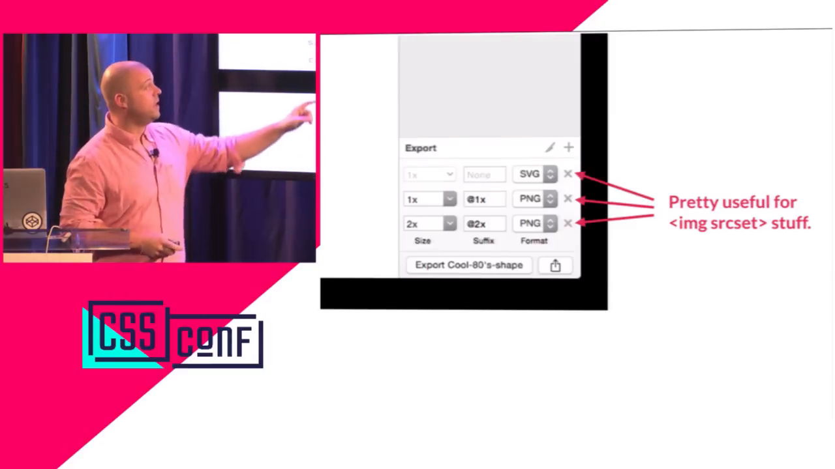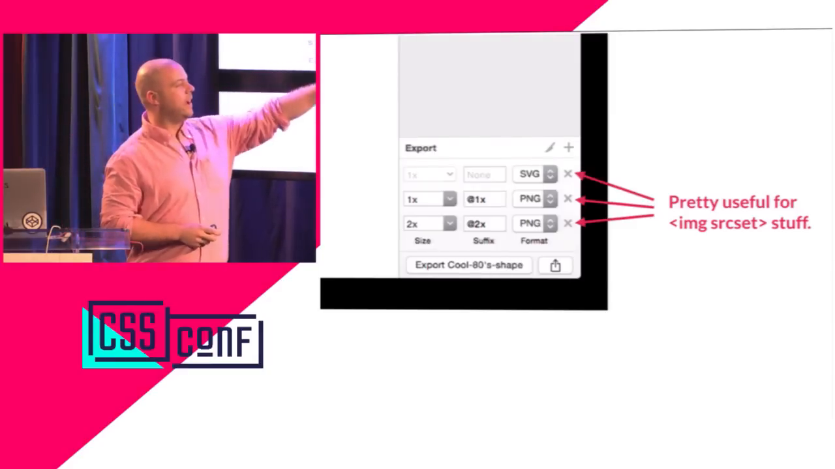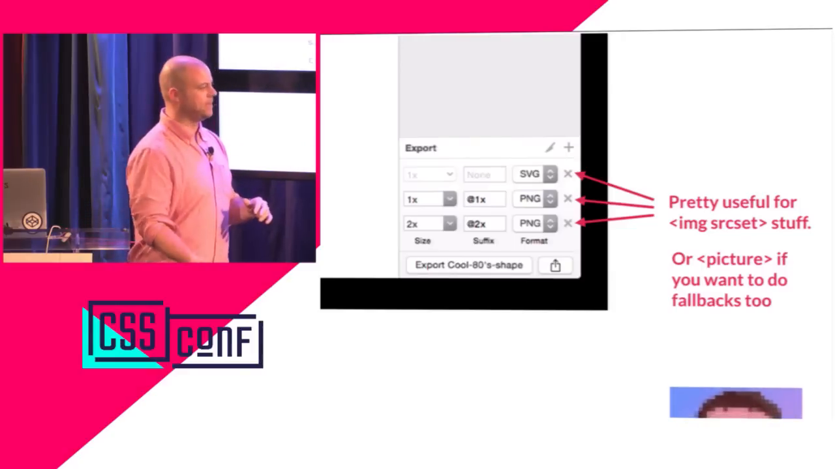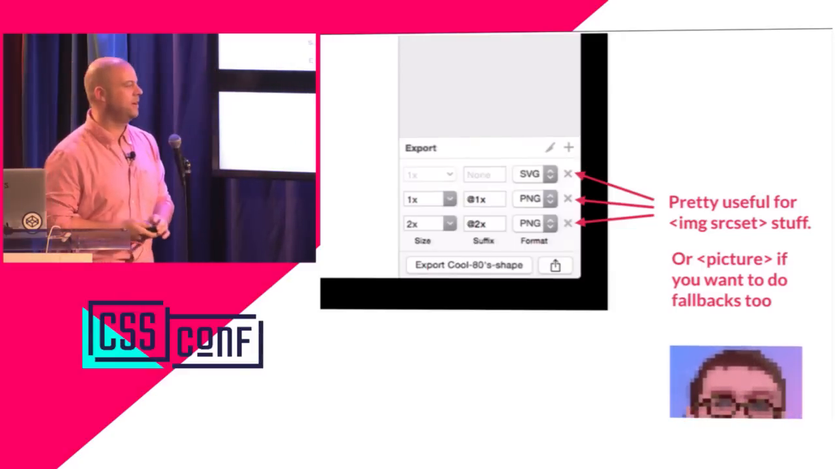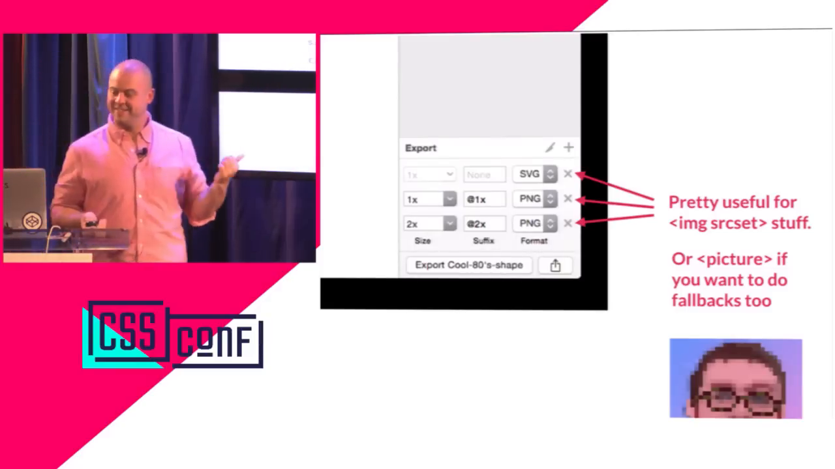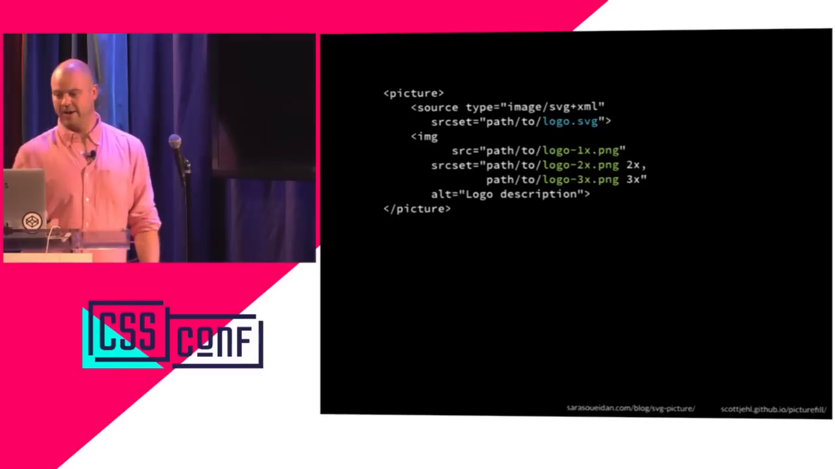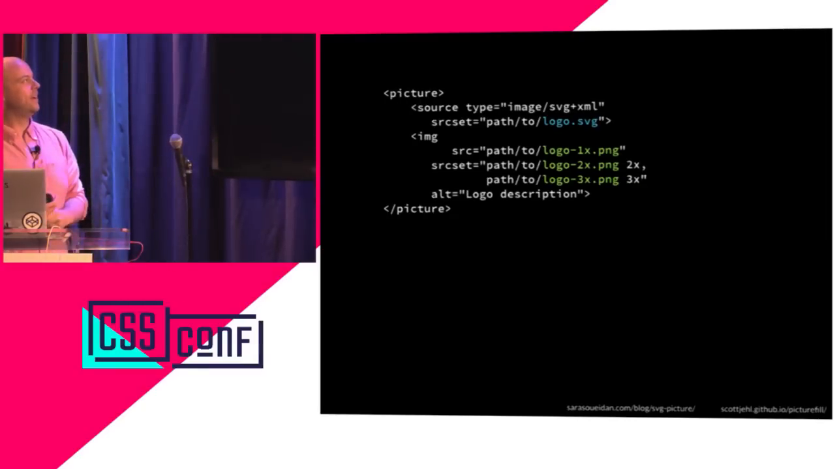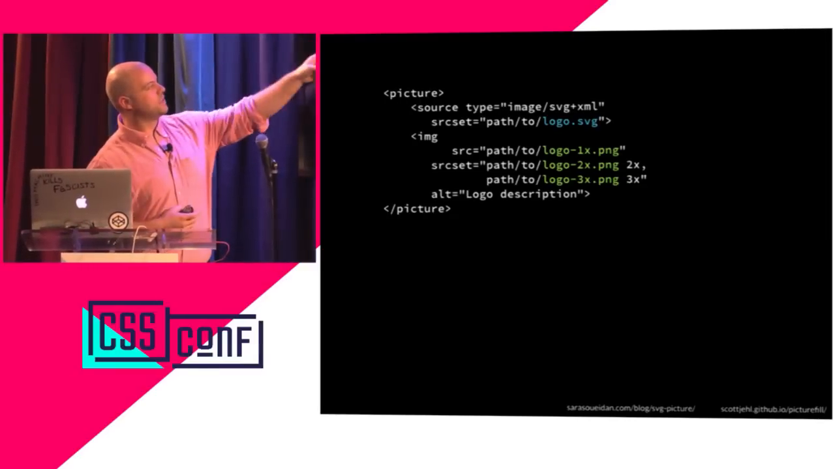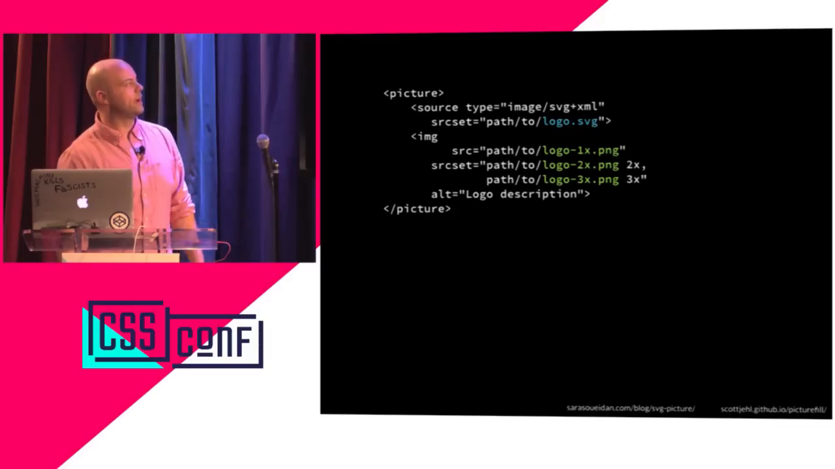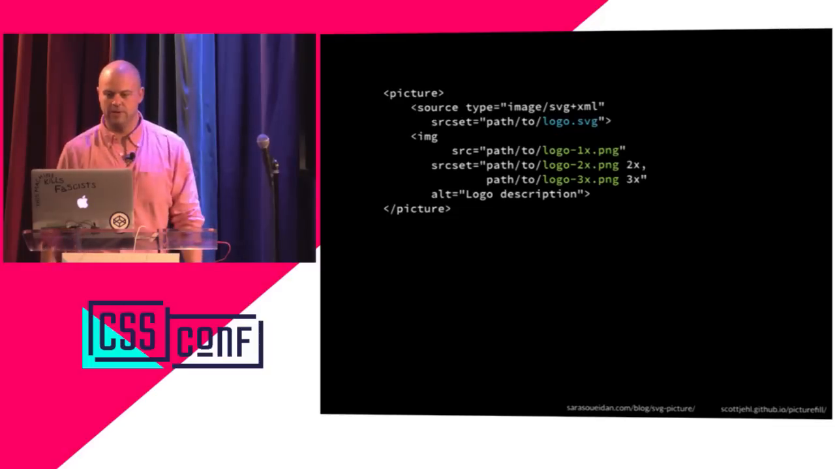That's pretty useful. For the SVG portion of it, you would use picture, because picture has a way to do media type fallback, which is pretty good. So the syntax for picture would be a source that points to the SVG file, and if it fails, it will fall back to the PNG, and that's how you would use that.